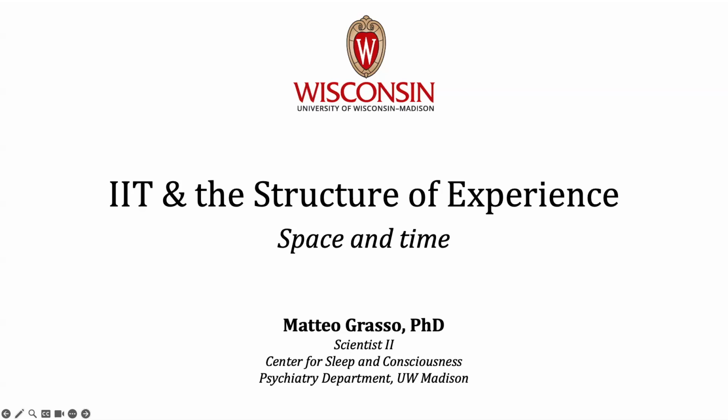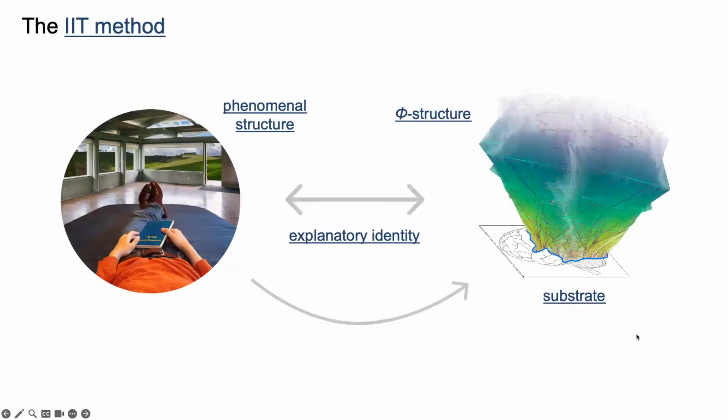So in this presentation, I'm going to talk about how to characterize contents of experience. In particular, I'm going to focus on space because this is one of the first examples of the framework of IIT applied to a content of experience, to some extent. I will say something about time if I have time, and there's never time for time.